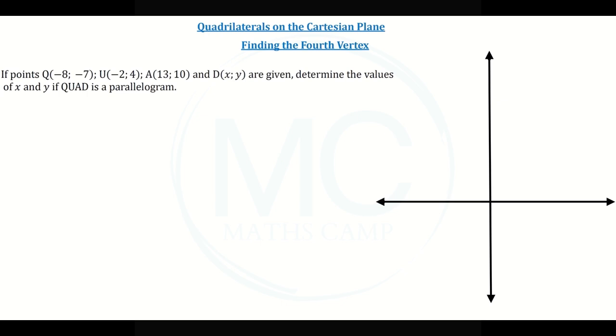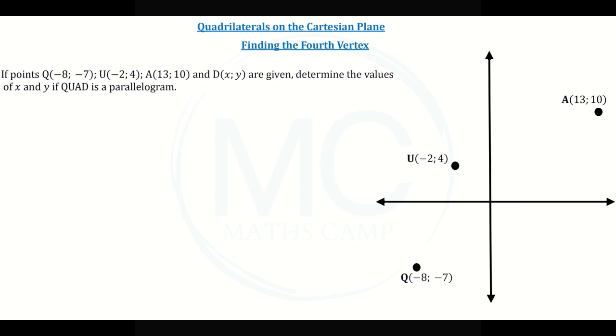Q has the coordinates -8, -7. So let's plot this point down here. Even when simply sketching, don't forget to name your point and include its coordinates. We can include this information down here. Then we have point U with coordinates -2, 4. Let's plot this point up here and label it as well. A has coordinates 13, 10. We can plot this point up here and label it too.